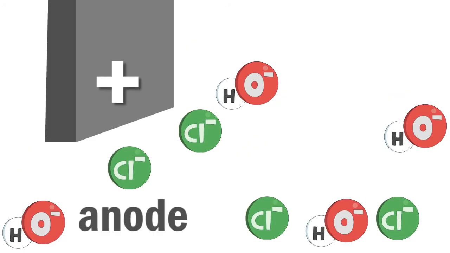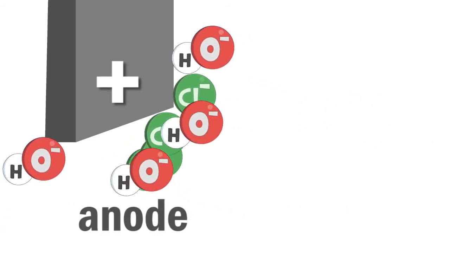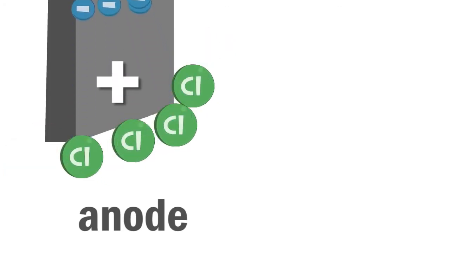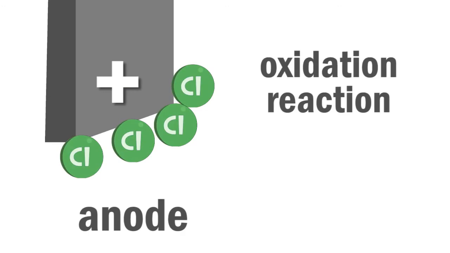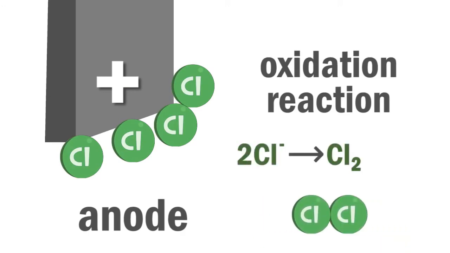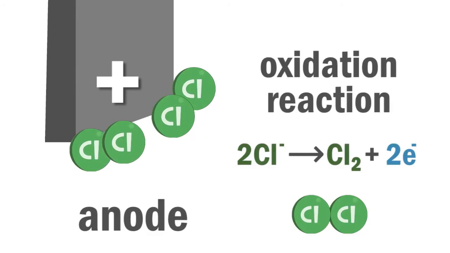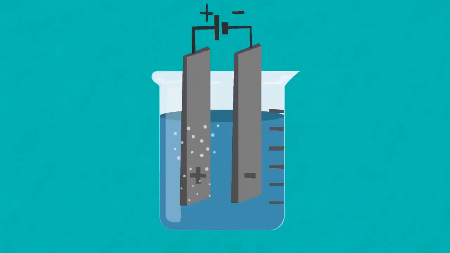The anode is positive and attracts the negative chloride and hydroxide ions. The chloride ions give up their electrons to the anode and are oxidized to chlorine molecules. 2 ions need to be oxidized to make a diatomic chlorine molecule, and 2 free electrons are produced. The electrons are given up to the anode and the chlorine gas bubbles up to the surface of the cell.